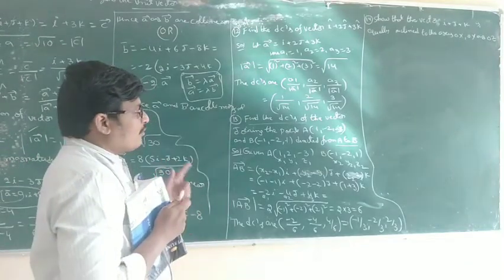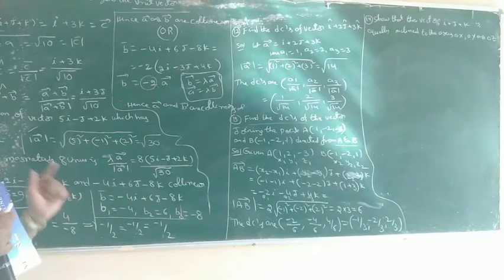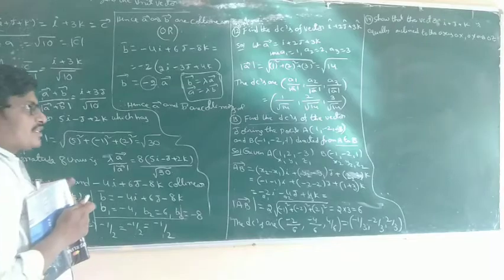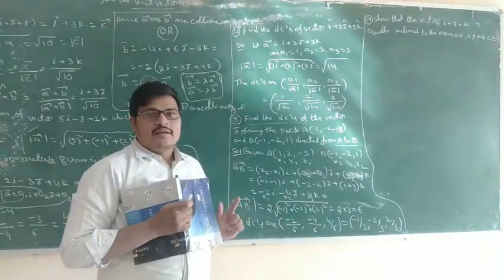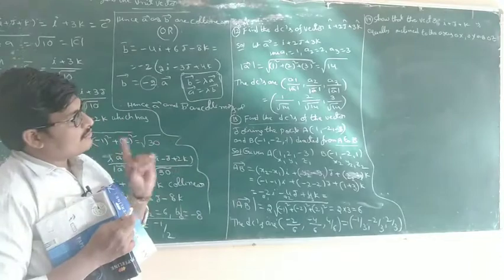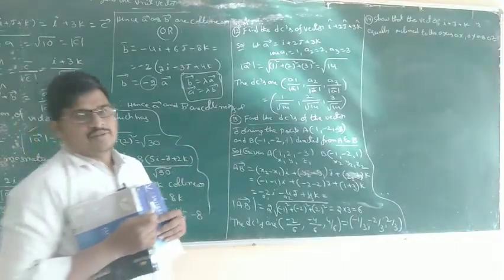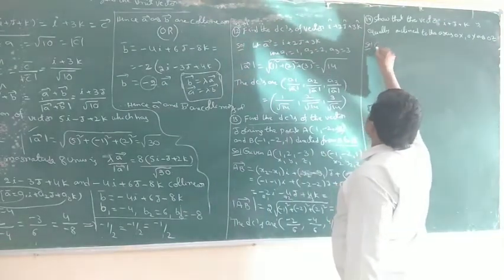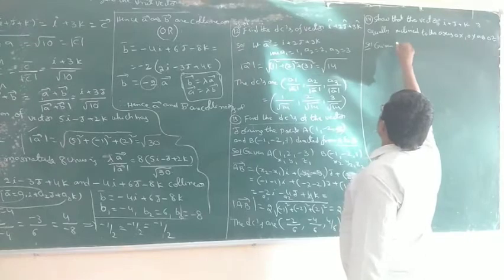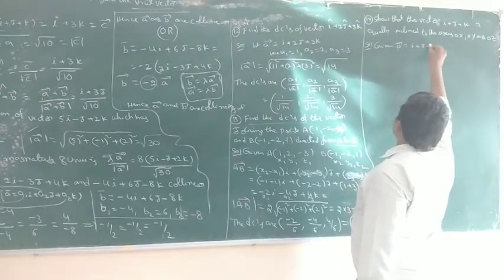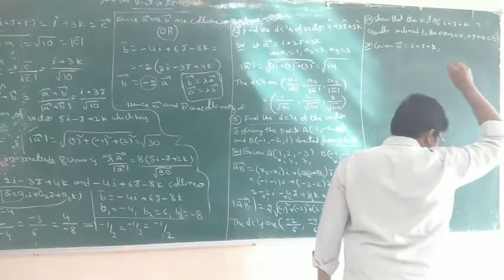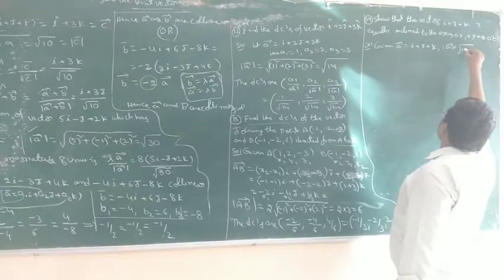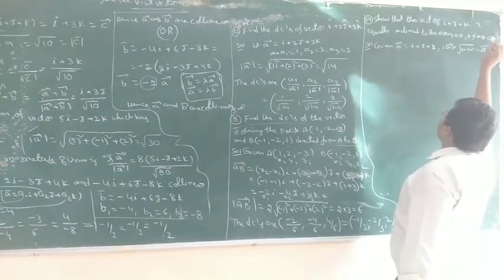Direction cosines. What are the direction cosines? Cos alpha, cos beta, cos gamma are called the direction cosines, denoted by L, M, N. So first we have to find the direction cosines. Solution: given A bar is equal to i plus j plus k. Mod A bar is equal to root of 1 plus 1 plus 1, which is root 3.